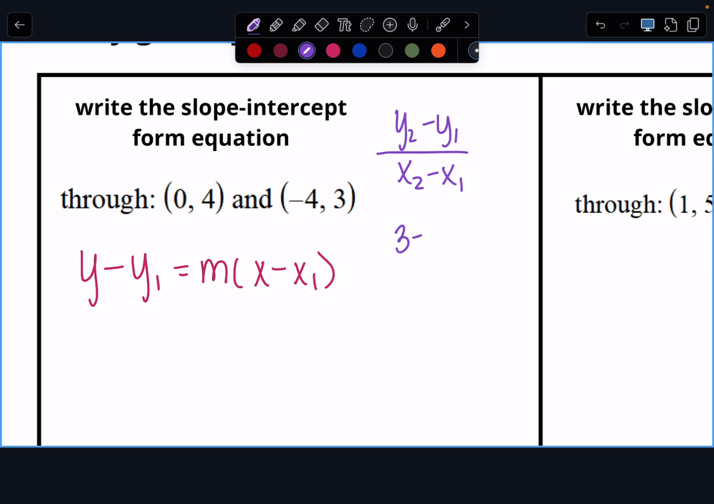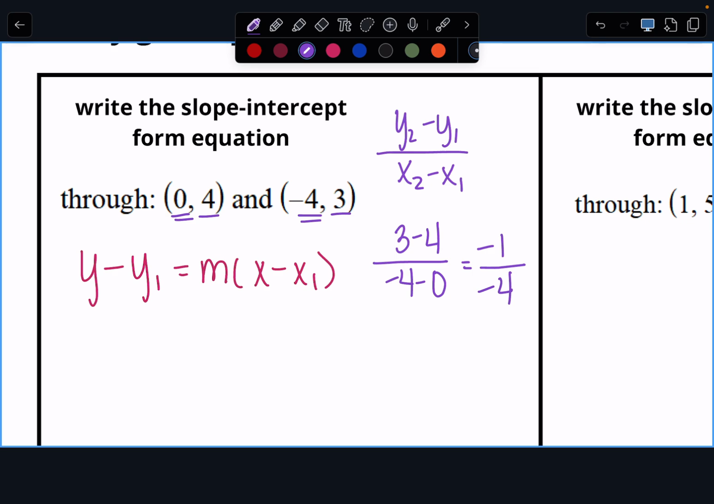So I'll do 3 minus 4 on the top of the fraction, so y minus y. Then on the bottom, I'll do negative 4 minus 0. So make sure you go in the same order. So if you do second y minus first y, you need to do second x minus first x. So 3 minus 4 is negative 1. Negative 4 minus 0 is negative 4.